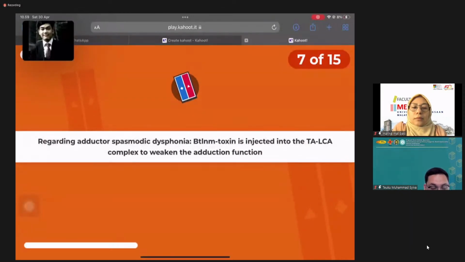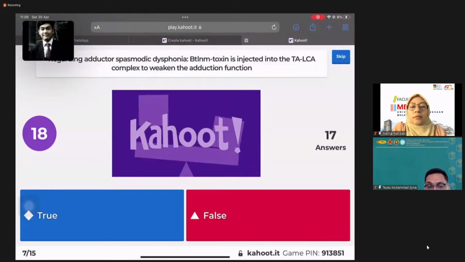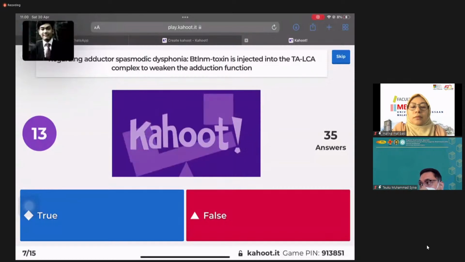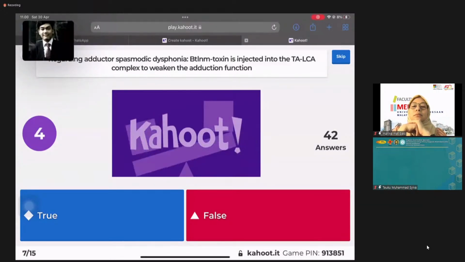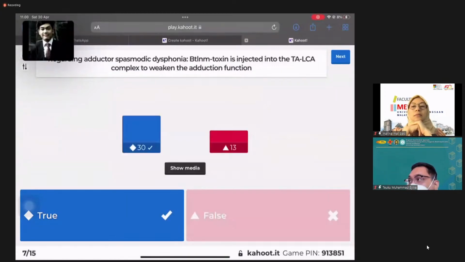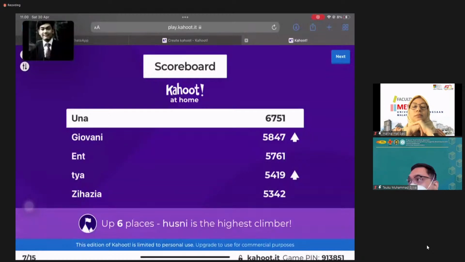Regarding adductor spasmodic dysphonia, botulinum toxin is injected to the TA-LCA complex to weaken the adductor function. True or false? Seconds left. And the answer is true. Next question. Still Una is the highest.